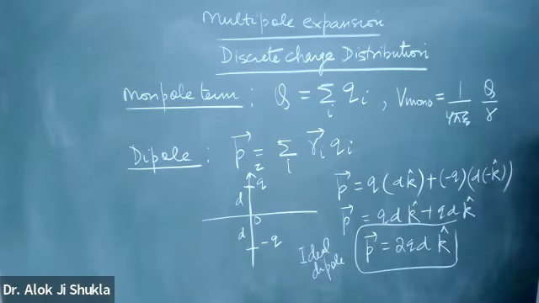समझ में आ रही है बात? Suppose ऐसे ही और भी charges होते तो उसको भी add कर लेते. That would give you net dipole moment.